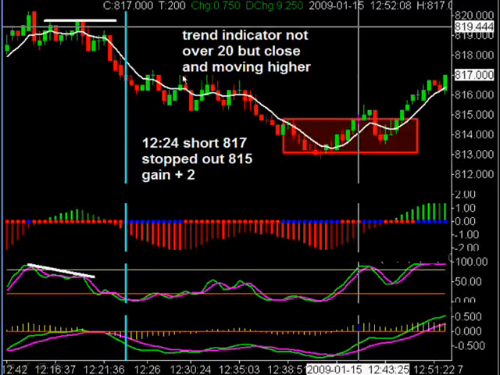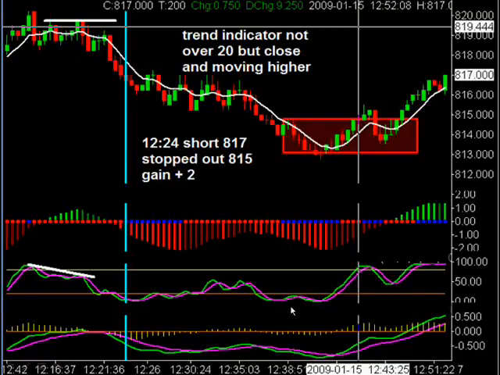So I had my stop here, pretty much stayed right there all along. As it moved down to here, I moved my stop to here, and then as price came up here, I got stopped out. So I had a gain of 2 on that one.